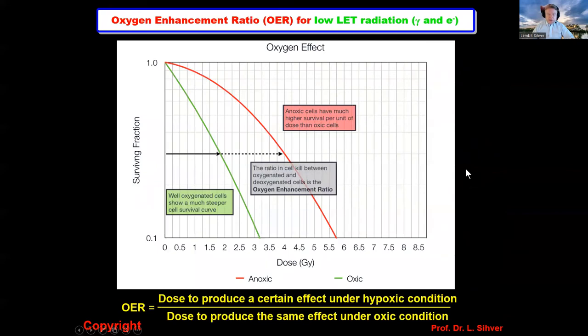The radical formation and the amount of oxygen is very important for low LET radiation, such as gamma rays and electrons. So one often talks about the oxygen enhancement ratio, which is defined as the dose to produce a certain effect under hypoxic conditions divided by the dose to produce the same effect under oxic conditions. You can see here we have surviving fraction as a function of dose, and the red curve is anoxic cells and green is well oxygenated cells. And we can see that anoxic cells have much higher survival per unit of dose than oxic cells. Well oxygenated cells show a much steeper cell survival curve. So for the same dose, if you have the presence of oxygen, you have much lower surviving fractions, much higher cell death for low LET radiation because of the indirect effects. The amount of oxygen is important.